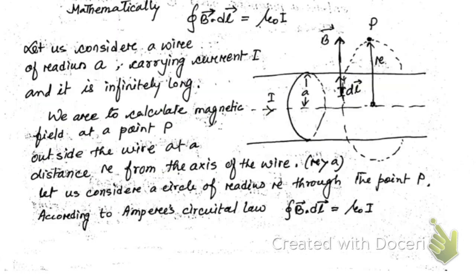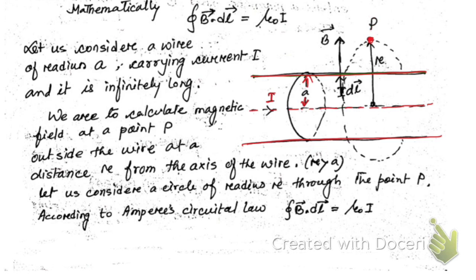Here we have a conductor. This is the conductor, and this is the axis of the conductor. This conductor carries current I, and the radius of this conductor I have taken as small a. Here we have a point P. This is the point P.